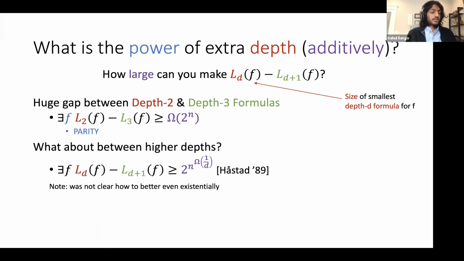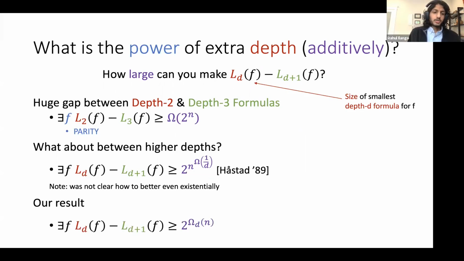And as far as I know, it's not even clear how you can do better existentially. If I allowed you to pick a function at random or do something like that, it's not even clear that you can do as good as this, because basically once you get past d equals 3, these two quantities are basically the same for random functions. And the intuition there is that the best way to compute a random function is a lookup table. Lookup tables don't require too much depth. And so what we show is that there actually exist functions such that this quantity is pretty large.